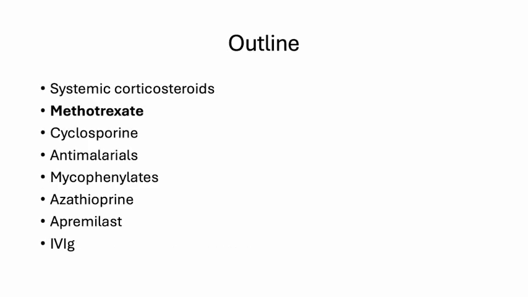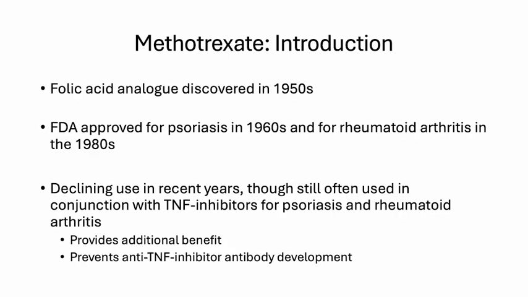Okay, so that's systemic corticosteroids. We'll now move on to methotrexate. Methotrexate is a folic acid analog. It was discovered in the early 1950s for its effectiveness in treating psoriasis, but it took almost 20 years for the FDA to approve it for that. In the 1980s, it was also approved for rheumatoid arthritis.